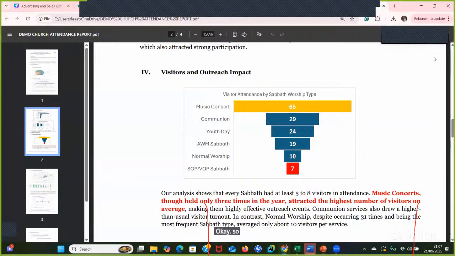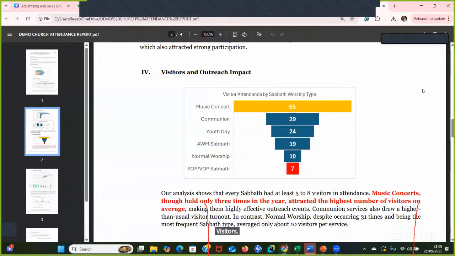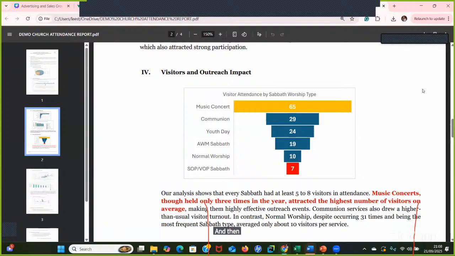Okay, from the graph, we see that on the days where we have music concerts, we have more visitors. And then next to the communion service, and then the youth day, followed by the AWM Sabbath, and then last the SOPVOP Sabbath. Okay, perfect. We could actually use those and launch those ideas on the music concert day. Good. Thank you very much. That is a perfect insight.